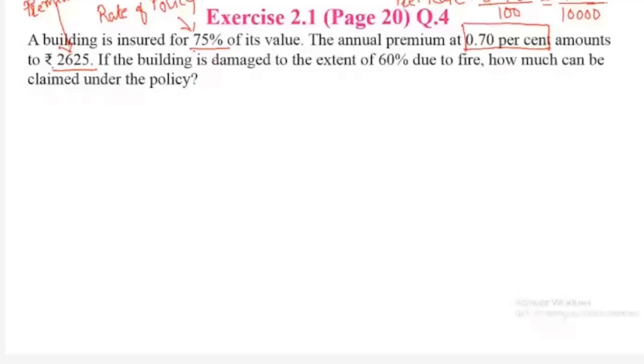If the building is damaged to the extent of 60% due to fire, building is damaged. Damage means loss. Damage is a loss. How much is the loss? 60%, to the extent of 60%. A building is damaged to the extent of 60% due to fire. How much can be claimed under the policy? You have to find the claim this time. What do you have to calculate? Claim. This is a full-fledged problem.